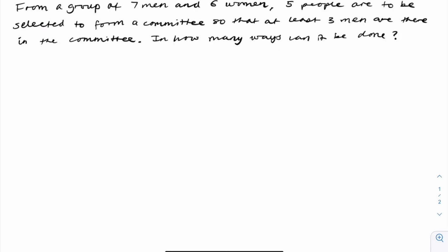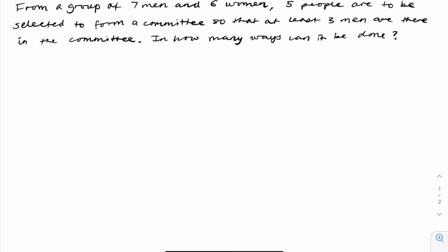So hi guys. In the last video, we were exploring what exactly permutations and combinations were, and we were introduced to them. In this video, we're going to be going over some exam-style questions on permutations and combinations that you might expect to get in the additional math exam. We're going to be approaching them in different ways, because oftentimes there are multiple ways of approaching these questions, but it's about being smart with the ways that you choose, because some of them are more time effective than others. So from a group of 7 men and 6 women, 5 people are to be selected to form a committee, so that at least 3 men are there in the committee. In how many ways can it be done?